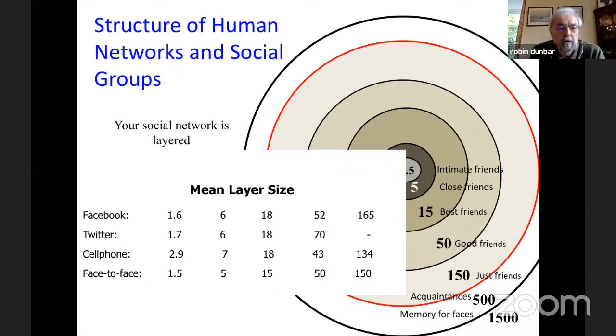Cell phone calling patterns, so the frequency with which people call the people in their phone address books, as it were, as well as these face-to-face layers that I've shown you on the main screen. You can see just how consistent these patterns are across these different media. The effects are extremely robust.